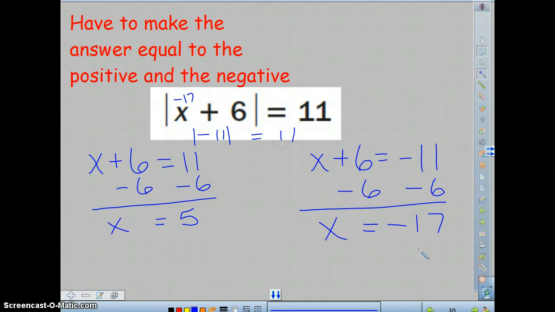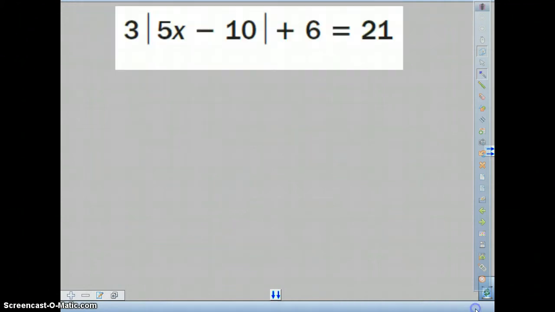So 5 is an answer, and negative 17 is an answer. On a test or a quiz or anything else, I would expect to see x equals 5 and negative 17, or 5 comma negative 17 in a box, of course, because all our answers go in a box. All right, let's keep going.